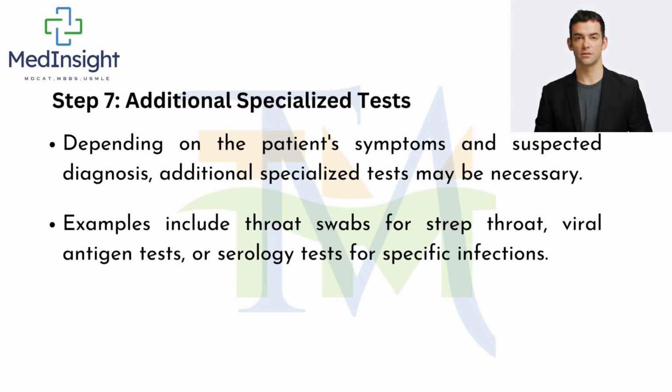Lastly, Step 7, Additional Specialized Tests. Depending on the patient's symptoms and suspected diagnosis, we may require additional specialized tests. Examples of these tests include throat swabs for strep throat, viral antigen tests, or serology tests for specific infections.